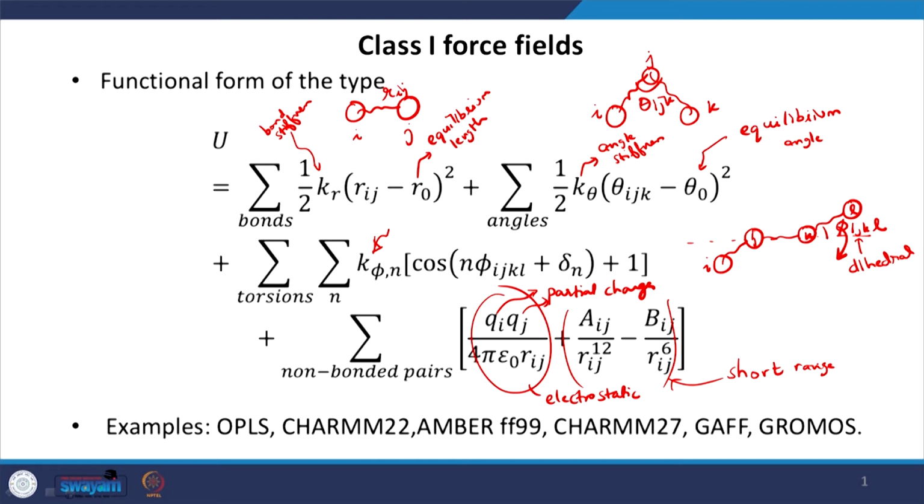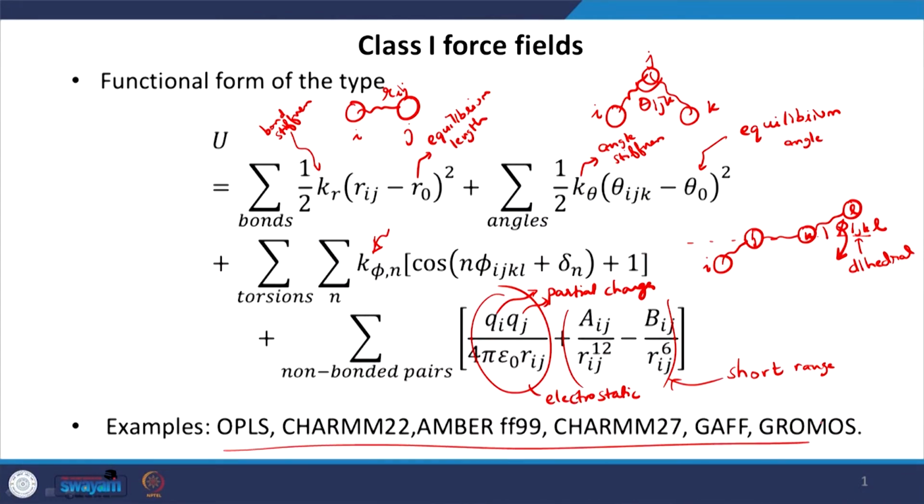Aij and Bij are some arbitrary constants, and we hope that using this functional form we are able to fit different kinds of molecules. Now, there are several force fields that use pretty much the same functional form, but they differ in the magnitude of the parameters. So, different force fields are developed for different classes of molecules. It may be that even for the same class there can be two different force fields.